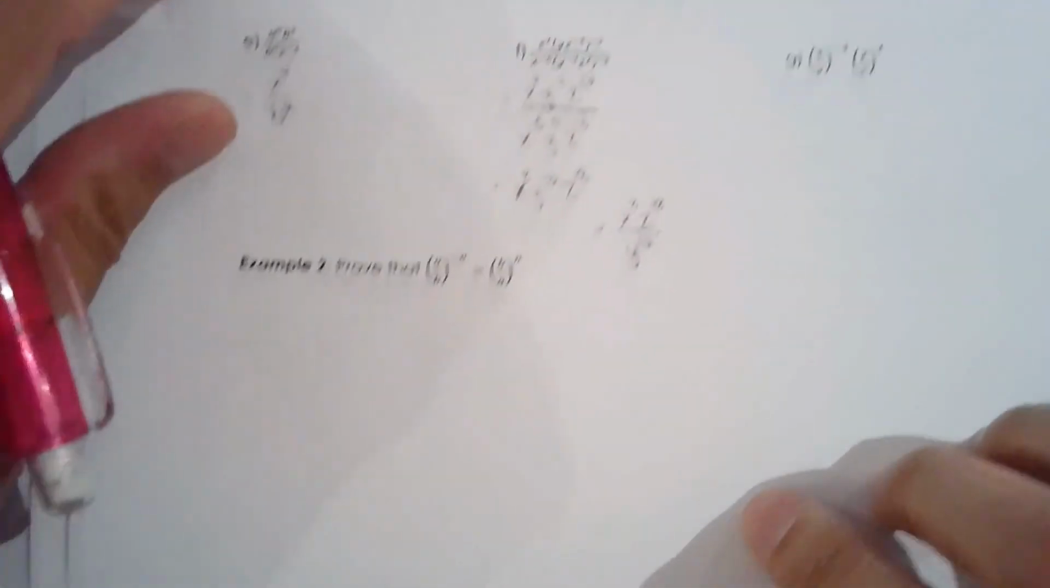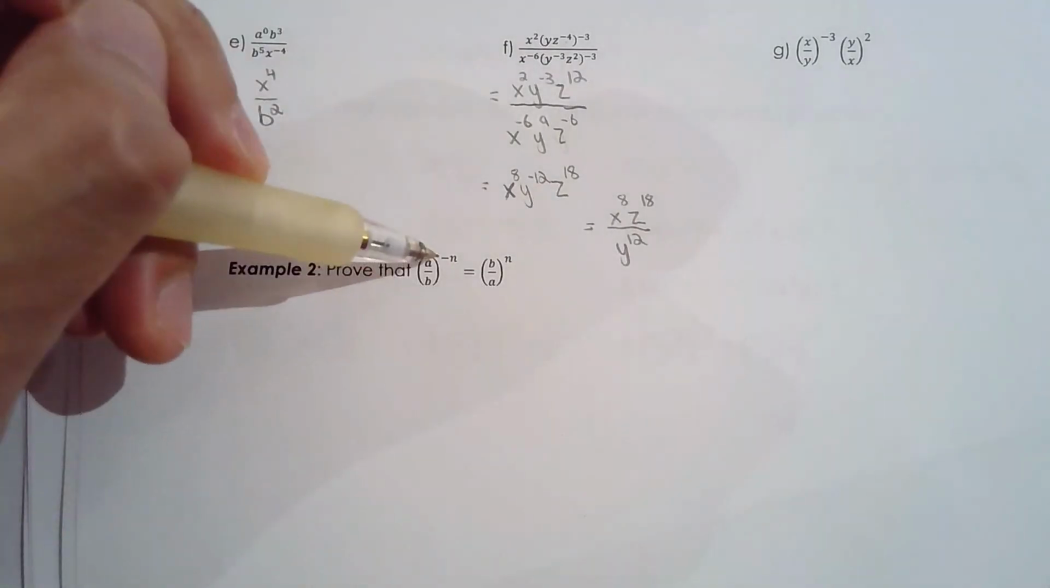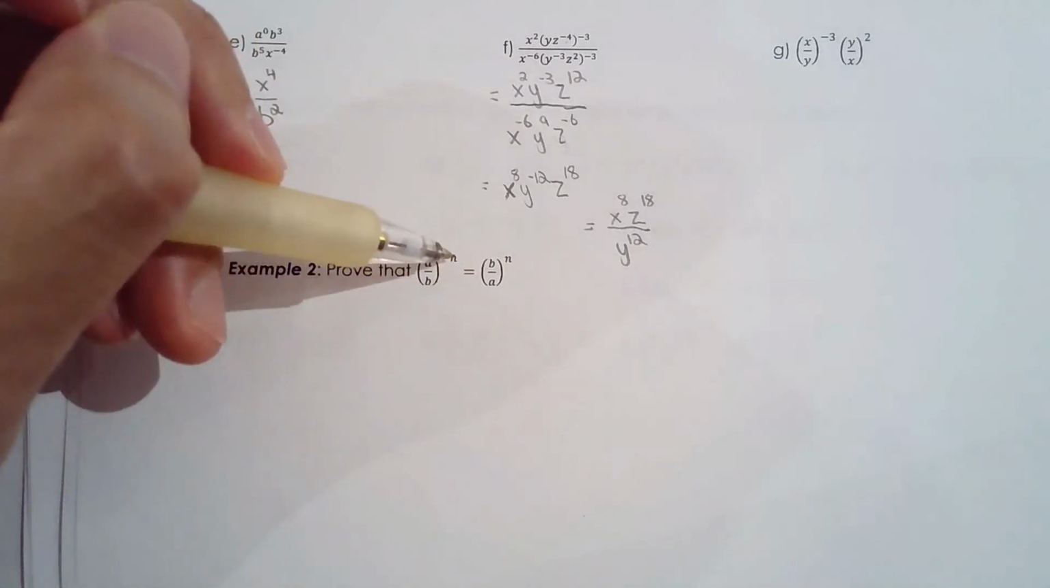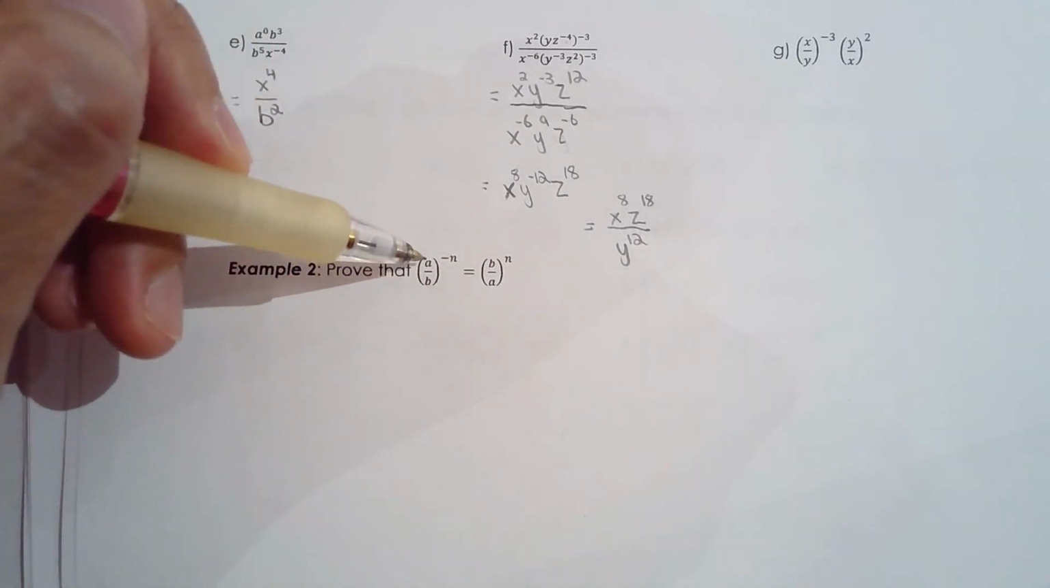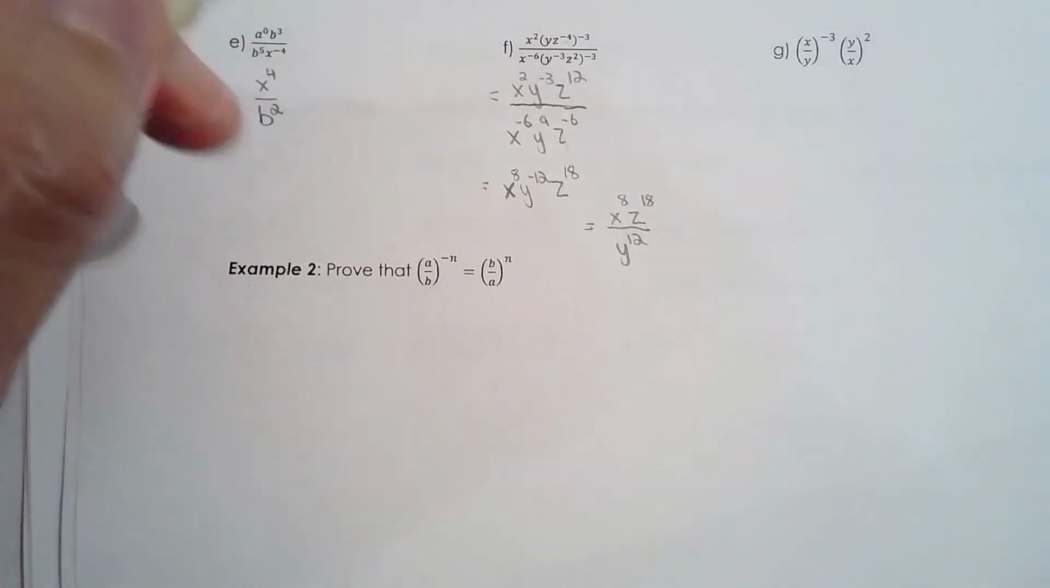Okay. Before I do g, I'm just going to quickly prove this. So whenever you have a negative exponent, you can actually change the exponent to positive by quite simply taking the reciprocal of the base. So it's a very nice relationship. It comes very handy when you try to simplify these expressions. So I'm going to try to prove to you why that's the case.